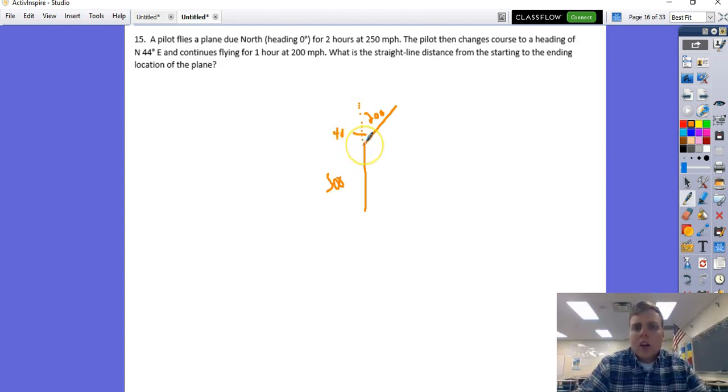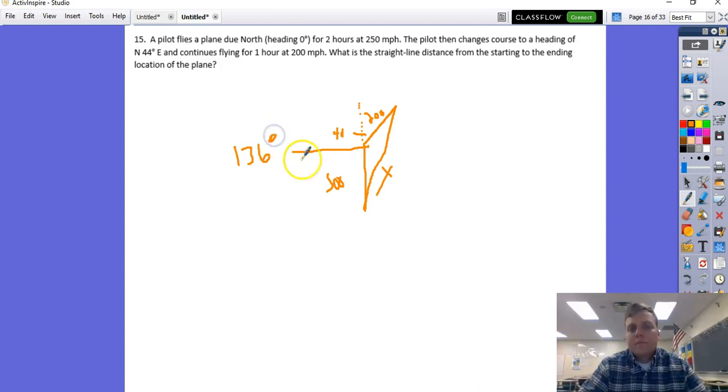And it wants to know what is the straight line distance from here to here. So basically it's trying to find this x right here. Well, if we know this little angle right here is 44 and this is a straight line, I know that a line has to add up to be 180 degrees. So then I know this part of the angle is just 180 minus 44, which is 136. So this angle right here is actually 136 degrees.